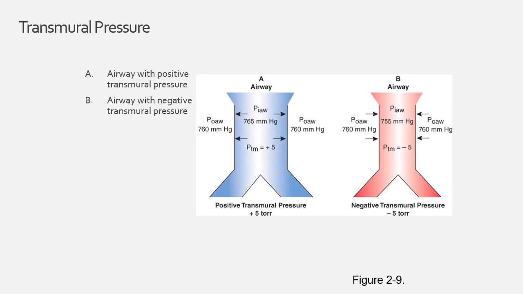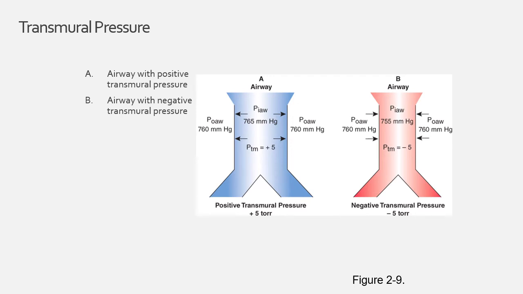For example, A pictures a positive transmural pressure. The pressure on the inside of the airway is 765 millimeters of mercury. The pressure on the outside of the airway is 760 millimeters of mercury. 765 minus 760 is equal to a positive 5 millimeters of mercury, or a positive transmural pressure.